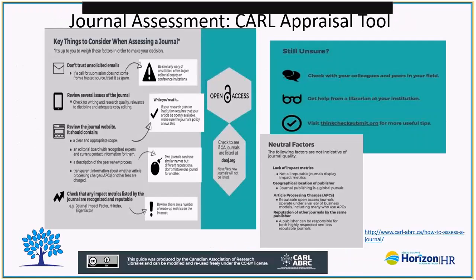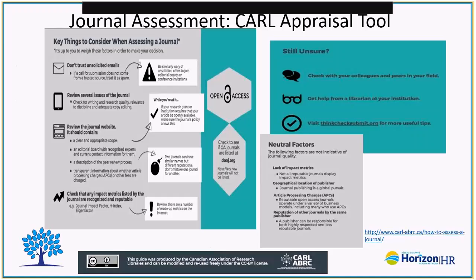So now we're heading off to a journal assessment tool by CARL. And CARL is the Canadian Association of Research Libraries. And this is a fantastic PDF. I highly recommend printing it off and sticking it to your corkboard. The big box says key things to consider when assessing a journal.